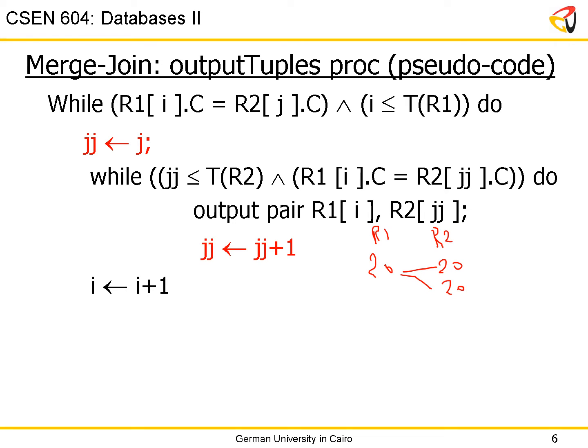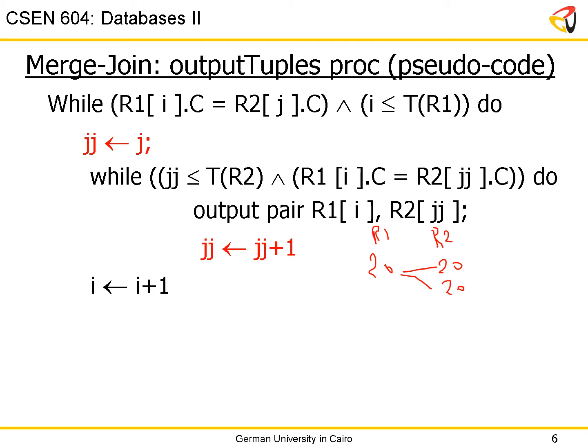Now inside the output tuples function, this is what I have been describing two slides ago. What's going to happen is, as you see highlighted in red, this jj pointer is an additional variable that gets initialized with the value of j, and then I start moving the jj downward. The j is the one that moves through R2. So while jj is not beyond the last row in R2, and as long as R1 of i.c is equal to R2 of jj.c, I will output the pair.